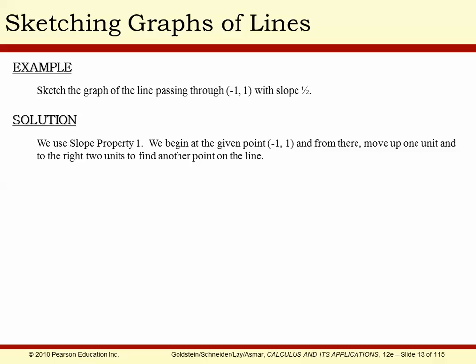We use slope property 1. We start with the point -1, 1. Now, if we go 1 unit forward in the x direction, what point are we at? We're starting with the x value -1. So if I go 1 forward to the right from -1, where am I at? 0. And if I go 1 forward in the x direction, how far do I have to go up in the y direction? How far?